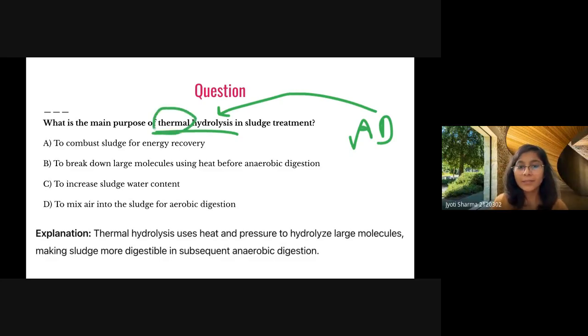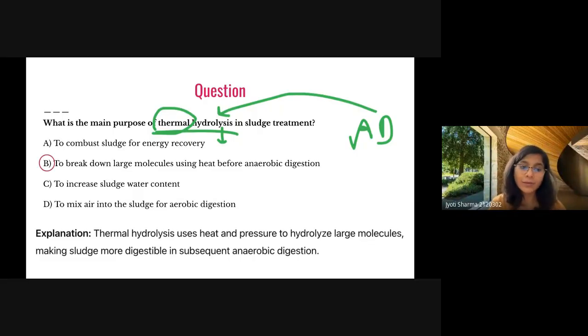Under high temperature, we can break down some of the complex molecules. It would be easier for the microbes to break down that molecule, so that can be done using heat. Using heat, we can break down the large molecules before anaerobic digestion, so that would be easier for the microbes to digest. So that's how B would be the right answer.